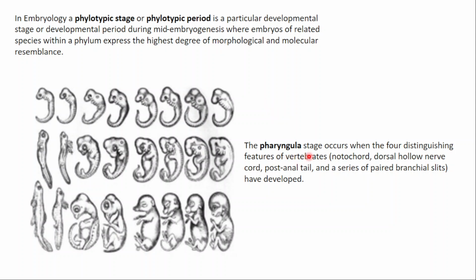And pharyngula is such a stage, when the four distinguishing features of vertebrates have developed: a notochord, a dorsal hollow nerve cord, a post-anal tail, and a series of paired branchial slits. So this is the phylotypic stage of vertebrates called pharyngula, where we have branchial slits or the pharynx, post-anal tail, nerve cord, and a notochord. These four structures resemble each other, and at that stage of the embryo we say that this is a phylotypic stage, and pharyngula is such a phylotypic stage in vertebrates.